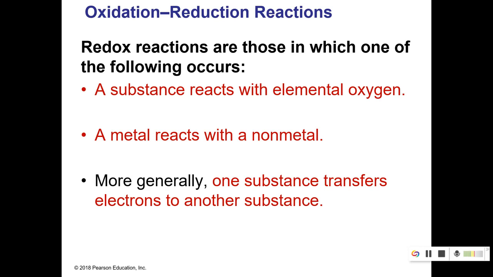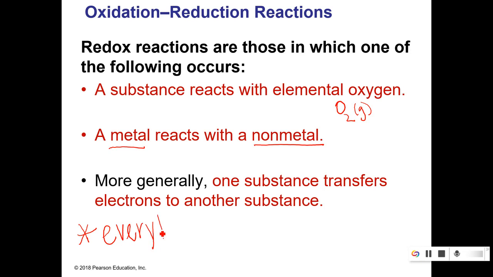Okay. As far as redox reactions go, recognizing them will be fairly easy, but it's going to be after we learn the other types of reactions. Generally, though, redox reactions have elemental oxygen, so that's O2 as a gas. Also it's going to be a metal reacting with a nonmetal, and they're going to be separate elements, like a metal alone and a nonmetal alone. They always involve transfer of electrons, but sometimes that's hard to see.